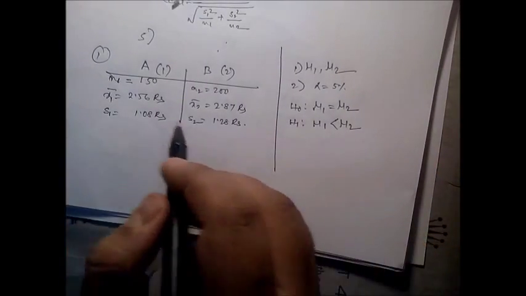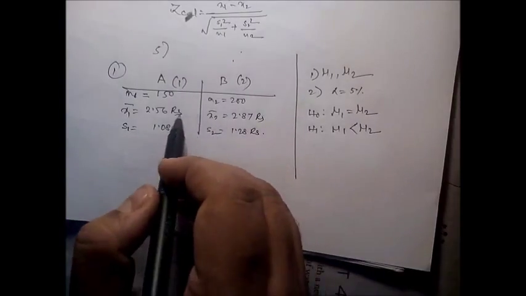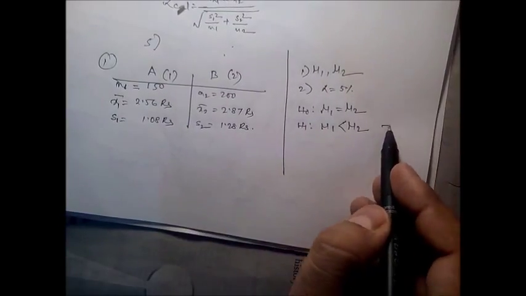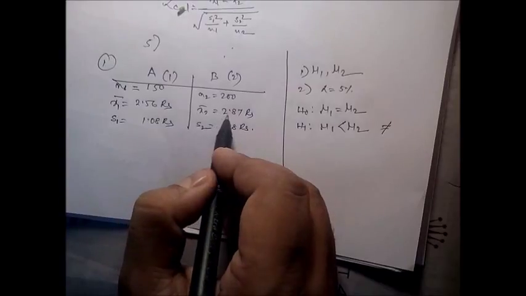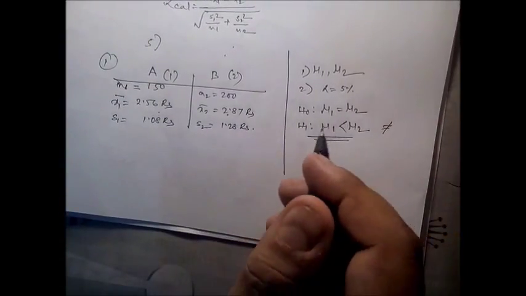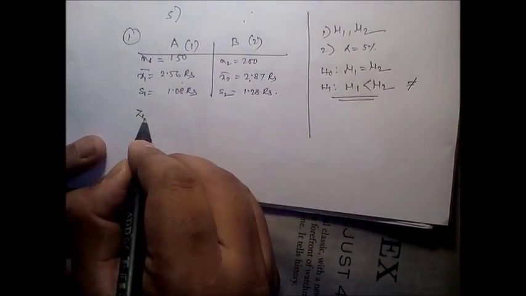Now if the question is whether the mean wage is different, or the difference of the mean wage is significant, then here we have to use alternative hypothesis not equal to. But the question is whether wage of plant B is more than plant A. That's why we have to use the left tail test. Clear? Then we have to calculate the Z-cal.